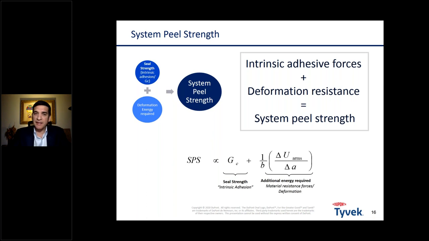So let's just explain that concept again. We have intrinsic adhesion, or G sub C, or seal, what we're calling the seal value, plus the deformation value. So what's happening with the film? Is it stretching elastically, inelastically? That is also absorbing energy in the system. And that's what's going to give me the system peel strength, the peel strength of the entire system, of everything that's going on. We've got the deformation going on, and then we've got the intrinsic adhesion, and that's what will give me the system peel strength. So there you see a formula: the system peel strength is the intrinsic adhesion plus all the additional energy that's being absorbed by these materials, all the resistance that's happening in the process of opening the package.